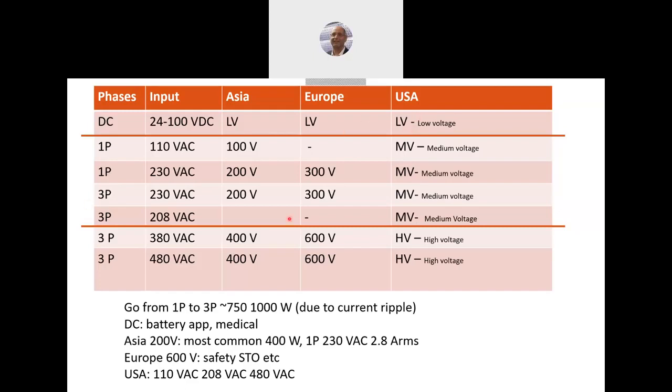Then we have the second group, which some places call the medium voltage. You can have either one phase or three phase input. This is L1, L2, and this is L1, L2, and L3. So if we look here, one phase, 230, in Asia, they call it 200 volt drive. In Germany, they call it 300 volt drive because they are looking at the V-bus. In Asia, they look at the AC input, and all of them say the same.